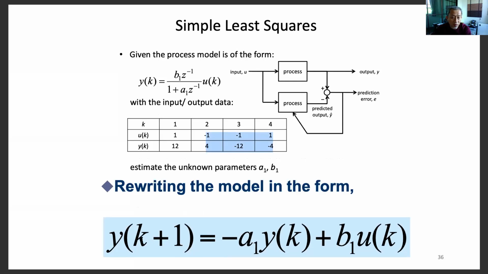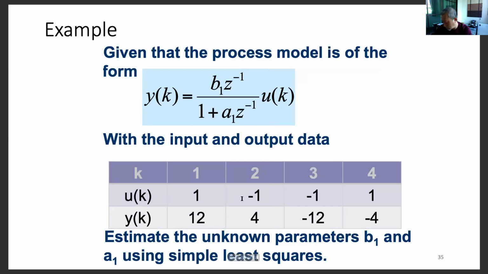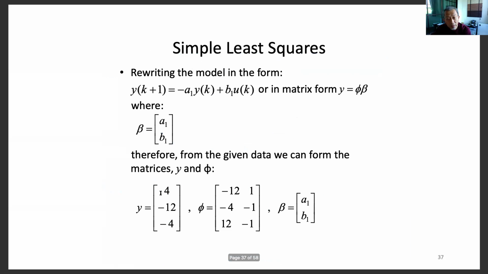If k is equal to 1, then 1 plus 1 is equal to 2, so we collect data number y2. Then k is equal to 2, 2 plus 1 is 3, so we collect y3. Then k is equal to 3, 3 plus 1, so y4, and y4 is minus 4. That's why we get this y matrix, using these equations y k plus 1.